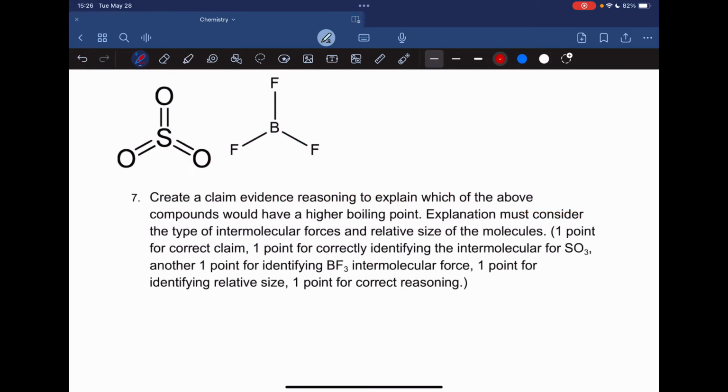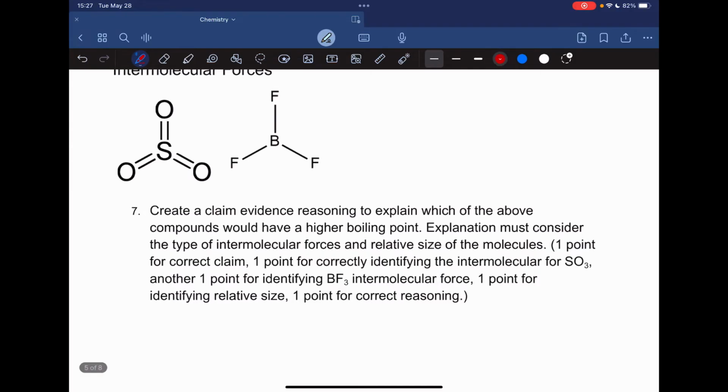Problem number 7 is to create a claim evidence reasoning that explains which compound would have a higher boiling point. So this is all about intermolecular forces. So you must mention the type of intermolecular force and the relative size of the molecules. Let's first look at the type of intermolecular force. For that, we're going to need to look at the structure of these.